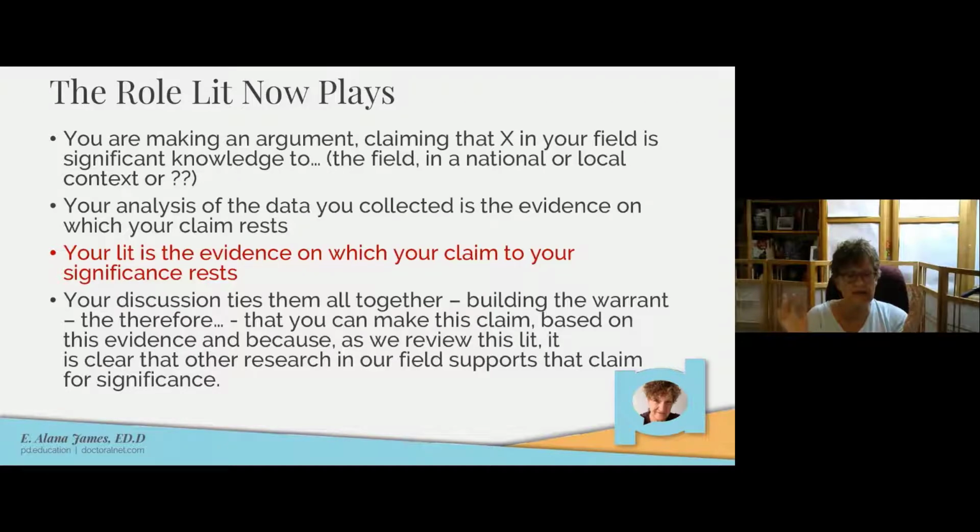Research can be significant to any of those levels, but we need to claim a specific significance, and then our lit actually helps us claim that significance. It's the evidence on which your claim of significance rests. That's a subtlety. So your analysis of data is what your claim to knowing something rests on, but your lit, which will then get discussed later in the discussion, is where you say how important it is. So let's look at it this way.